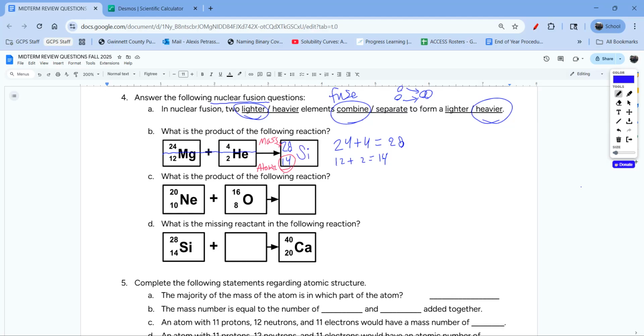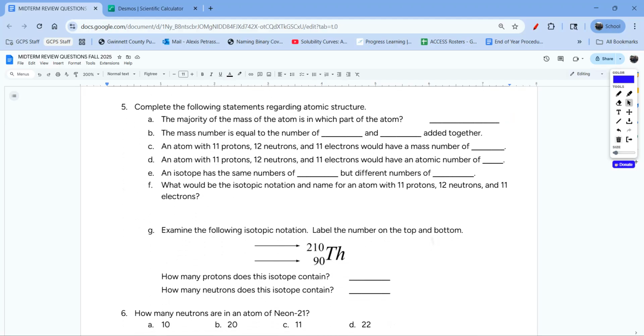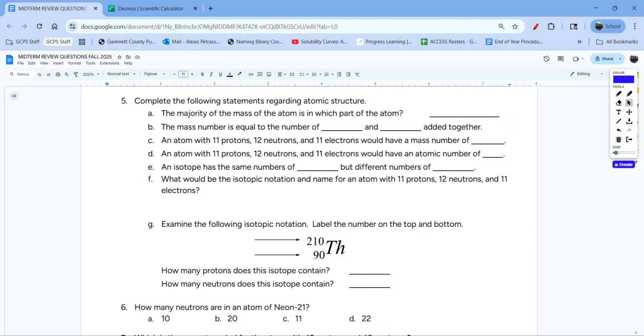All right, so you should be able to do the other two. And again, if you need more help with that, you need to come see a teacher. Number 5, you should be able to fill this in. The answers are on your answer key. Again, it's not a grade. This is for you to make sure you understand this for the midterm, which is a grade. And if you need help with any of that, you have to see a teacher.